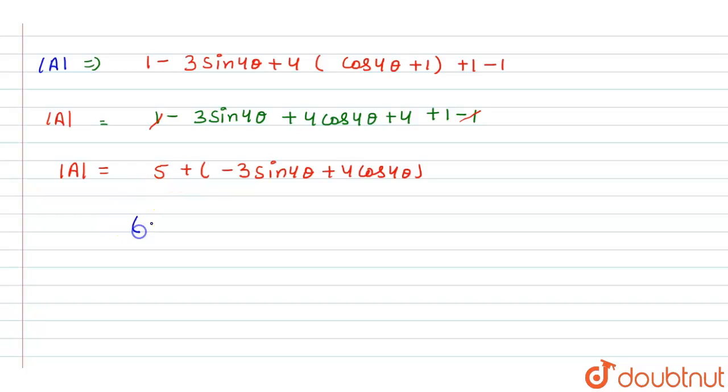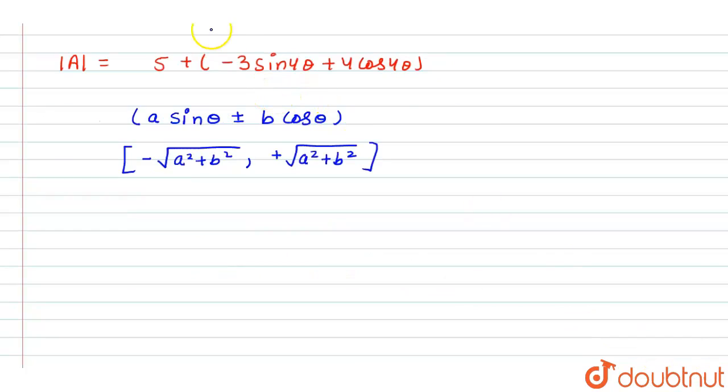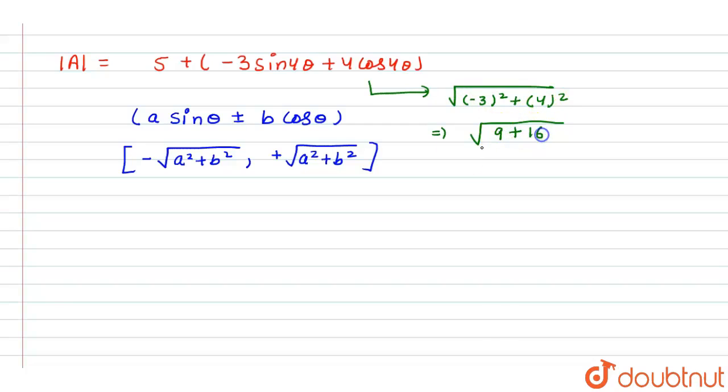We know that if we have the expression a sin θ plus or minus b cos θ, the minimum value is minus under root a² plus b² and the maximum value is plus under root a² plus b². Using this identity, we find the maximum value. Under root, a is minus 3, so (−3)² plus b is 4, so 4². Solving, 3² is 9, and minus squared is plus, so 9 plus 16, which is 25. Under root 25 is 5.